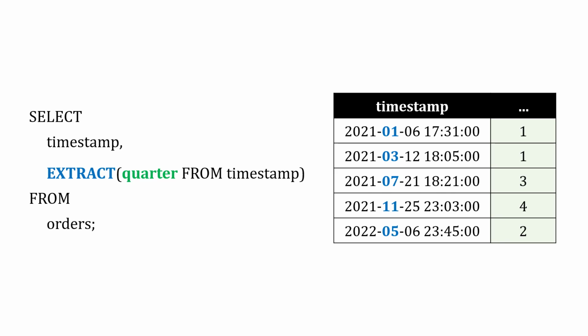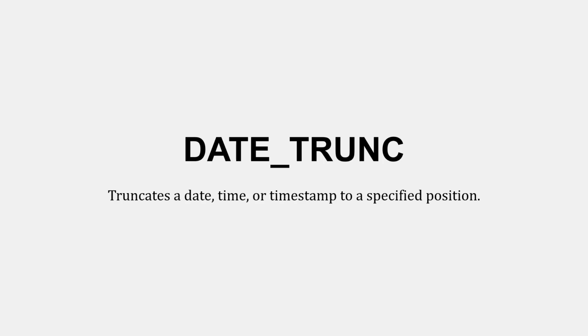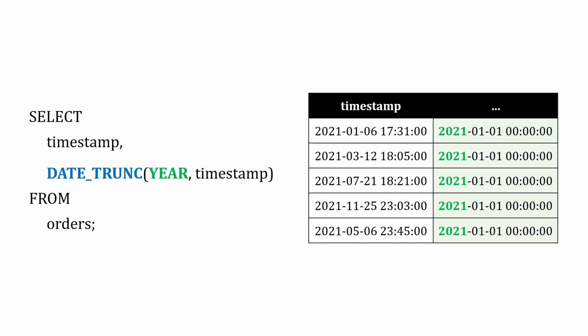The next function is date trunc, which is a little bit similar, but it's going to truncate a date, time, or timestamp to a specified position. So here's an example. Let's use this same scenario. We've got a list of orders with a timestamp for those orders. And what we want to do is truncate the timestamp to the year. And so what this is going to do is start with the year, so truncate it to the year, and everything else after that is going to be the first month, day, second of that year, and so on. So it's truncating it backward.